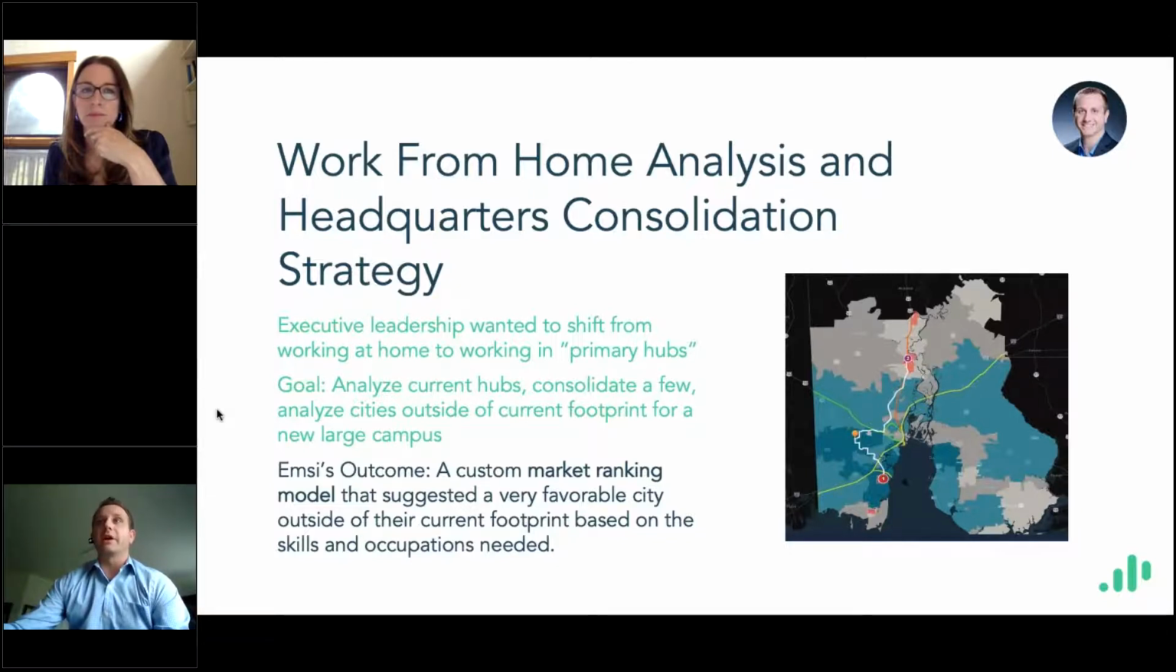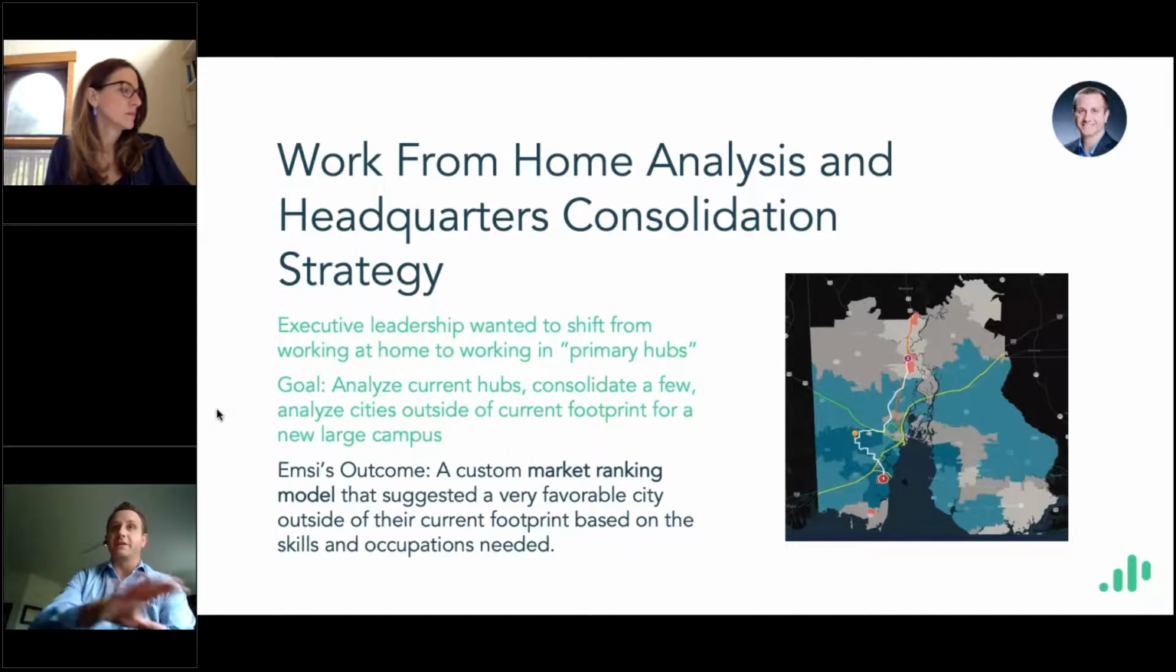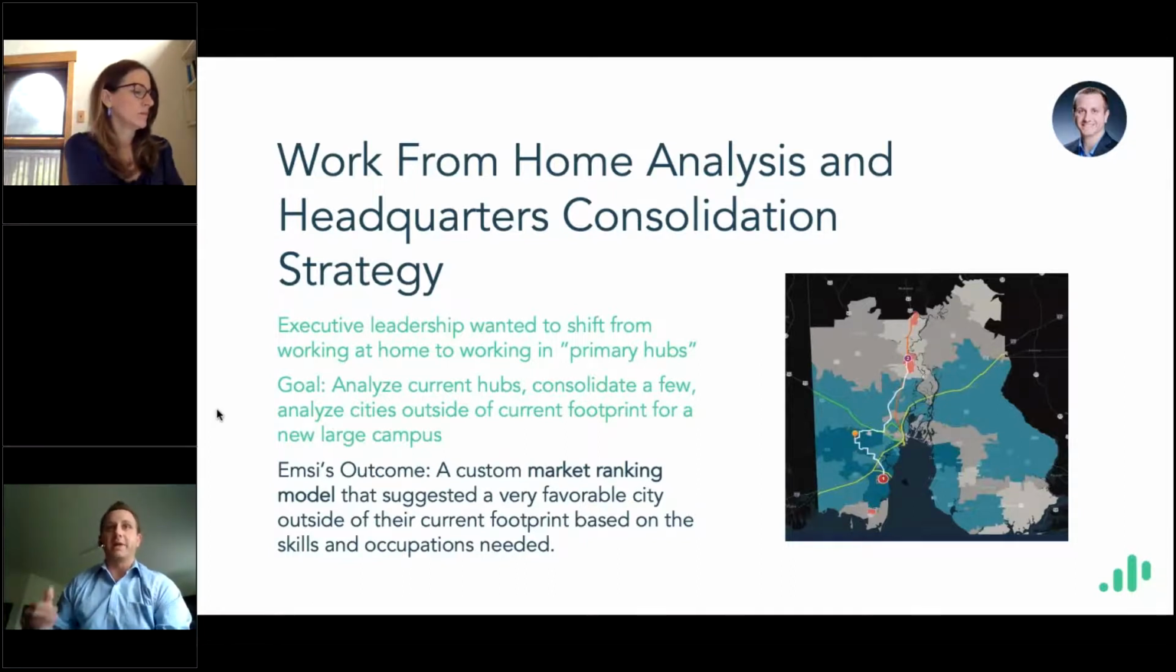So MZ created a custom market ranking model, again, specific to this company's needs, that suggested that there was a city outside of their current footprint that was very, very favorable based on the jobs and the skills that they needed to employ. So our group looked at their entire footprint, the cities they exist in now, and did an analysis of those cities. And this company asked us, could you also do a greenfield analysis? Take a look at any city that we're not in right now, or that maybe we just have a small presence in, and let us know if one of those cities actually would look really good for us.